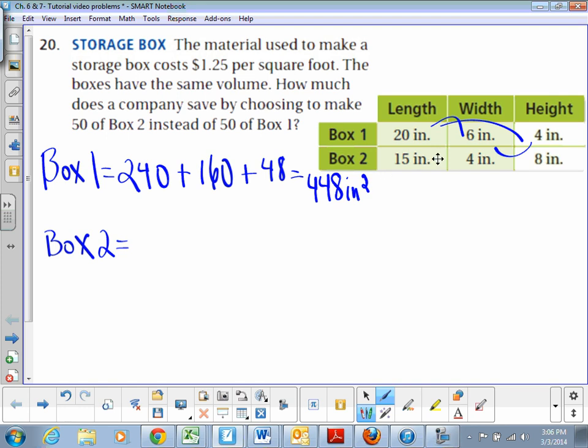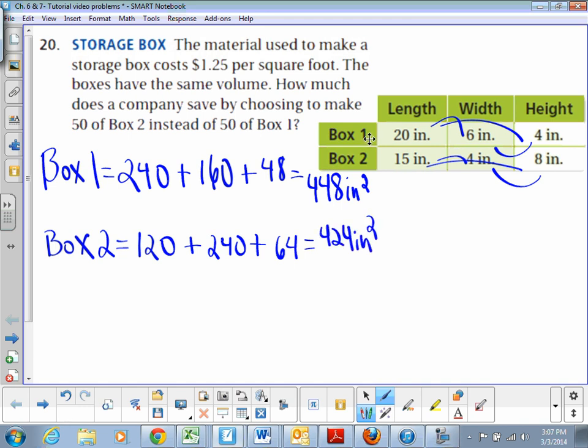Now we'll look at box 2, we do the same thing, 15 times 4 is 60, times 2 is 120. Plus 15 times 8, that's 120, times 2 is 240, plus, last but not least, 4 times 8 is 32, times 2 is 64. So if we add up 120 plus 240 plus 64, we get 424 square inches.